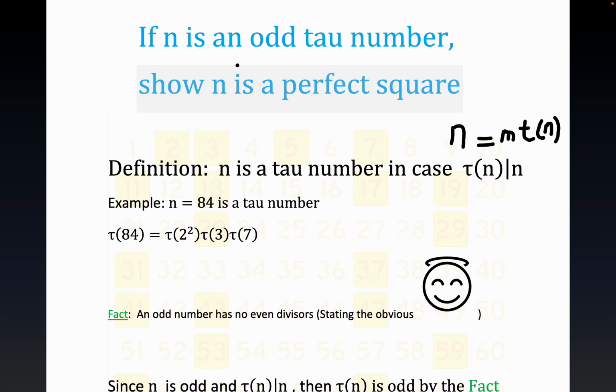Now we're supposed to show that if n is an odd tau number, then n is a perfect square. Now this is the definition of a tau number. Literally, if the number of divisors divides the number itself, that is, is a factor of the number itself, then that number is said to be a tau number. Now, I'm going to show you here that 84 is a tau number.